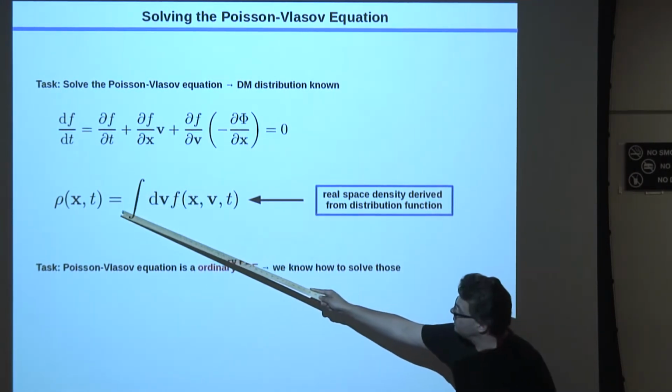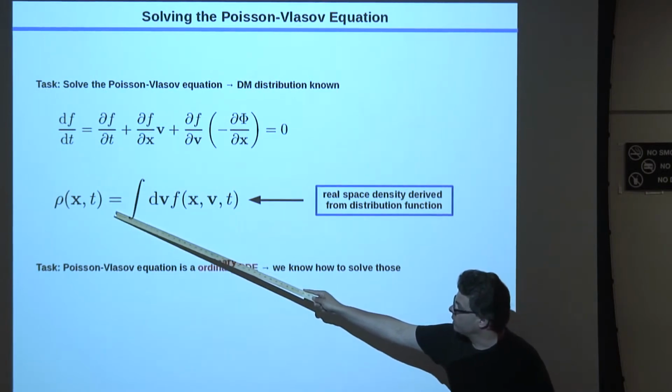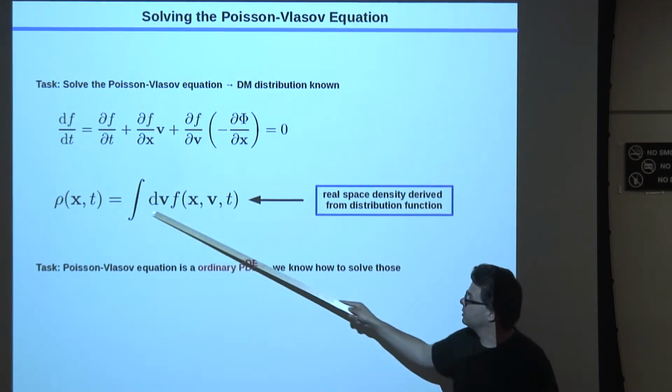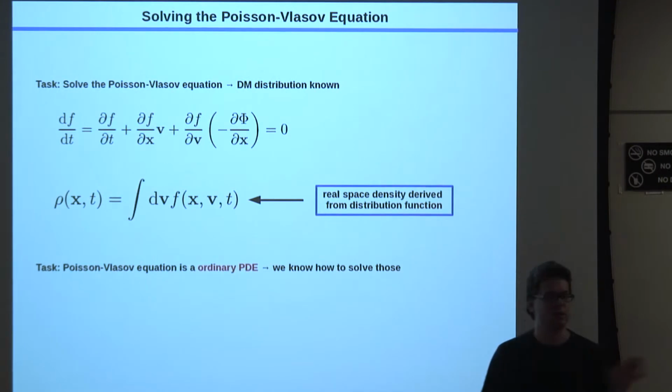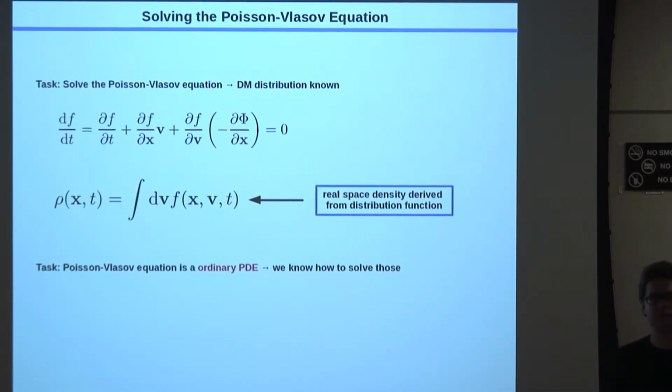Once you solve the PDE, you can also get the configuration space or real space density by just integrating out the velocities. So this gives you all the information. It gives you the velocity distribution, velocity dispersions, everything you want. Once you have the phase space density, you have full control over the system. You know everything. So again, this is what you want to solve.